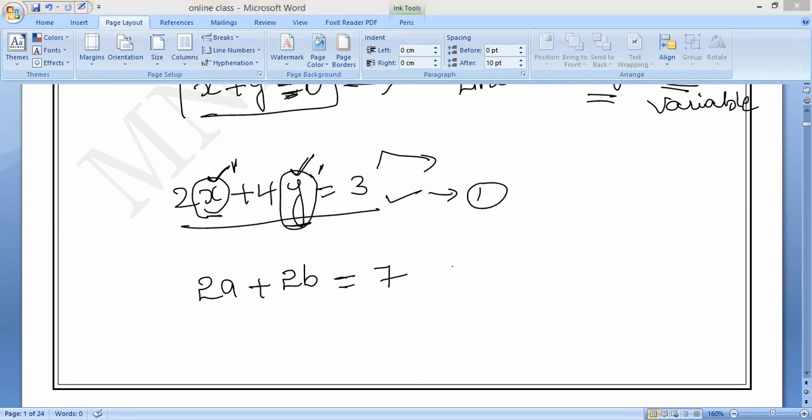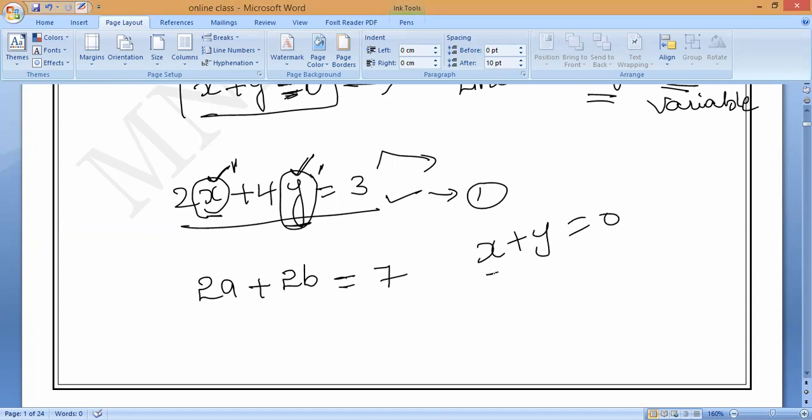Like that you can write anything. Suppose somebody says x plus y equals 0. This is also a linear equation with two variables. Now Nitinath has said 2a plus 2b equals 7. Here a is one variable and b is another variable. So this equation is called a linear equation in two variables. Say some examples.